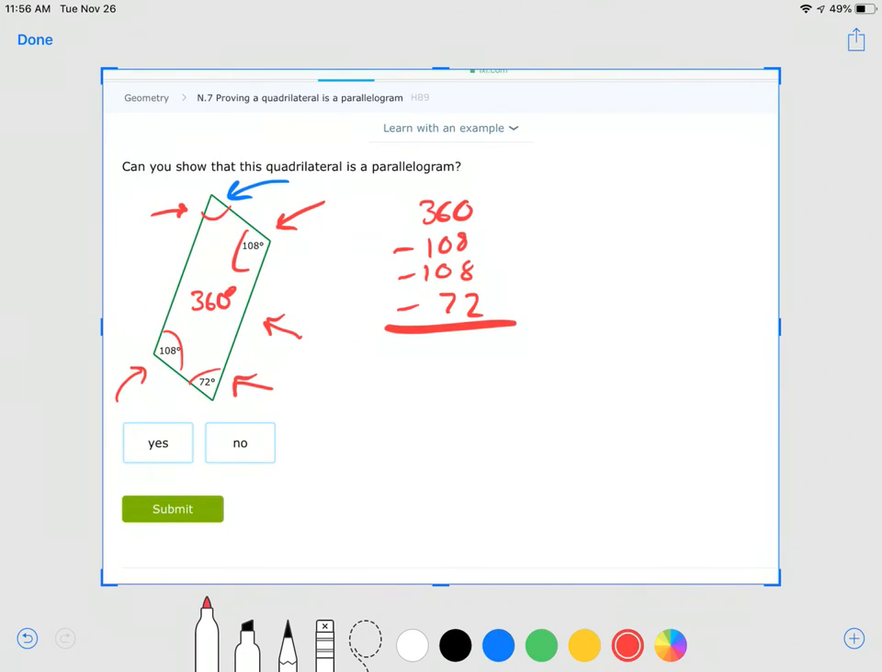Okay, so oh my gosh, 108 and 108 is 216, and then plus 72 is 288. So we're actually doing 360 minus a grand total of 288, which is going to be, if this was 80, it would just be 80. That's going to be 8 less, so it's 72. So this is 72 degrees, and that's the same as the opposite side.